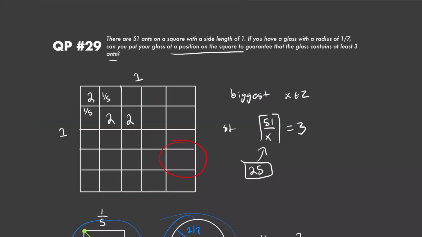So now, can you put your glass at a position on the square to guarantee the glass contains at least 3 ants? Yes, we can, right? So one more time, the strategy is we partition our square into 25 subintervals, and that will guarantee us that at least one of them has at least 3 ants. And then we see whichever square has at least 3 ants, and we just place our glass over it, and we know the glass will fully enclose it because we just showed that down here.